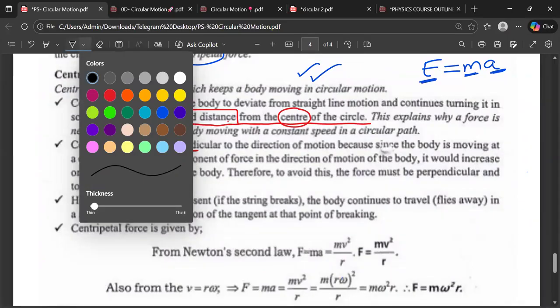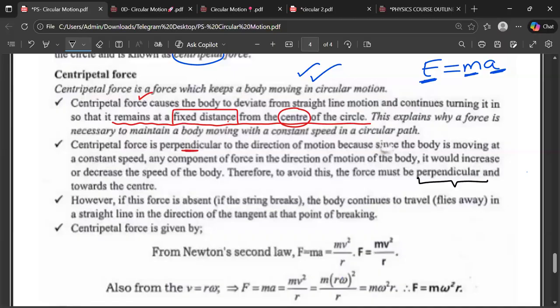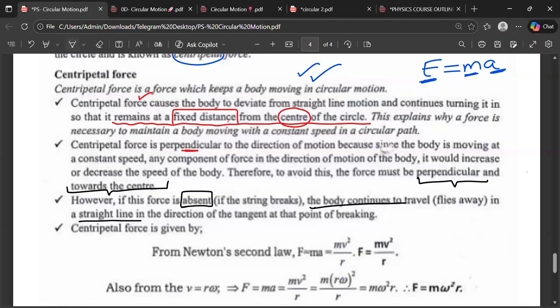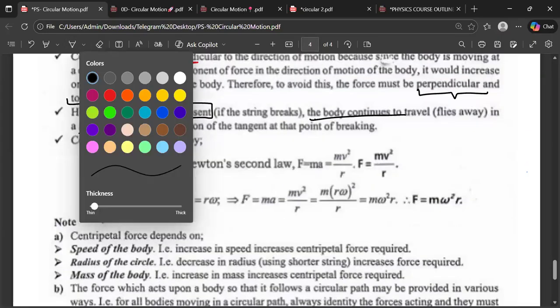That's why they are telling us it must be perpendicular and acting towards what? The center. That's why they are saying that if the centripetal force is absent, then the body will just continue to travel in a what? In a straight line, because it's there to keep it in circular motion. That's why when you're moving something in a circle and the string breaks, it continues as a tangent and moves in that straight line until it falls off.